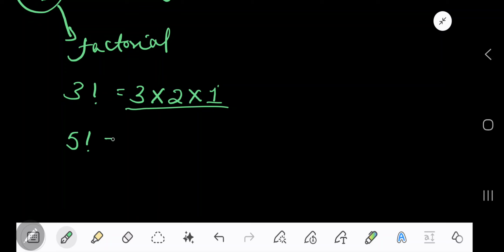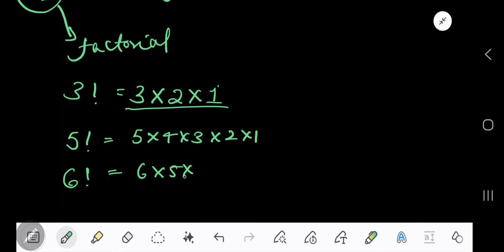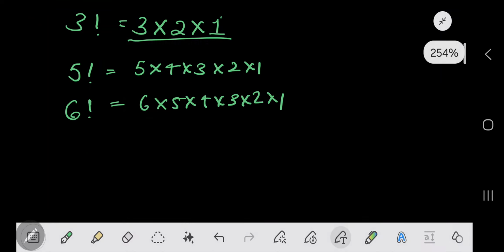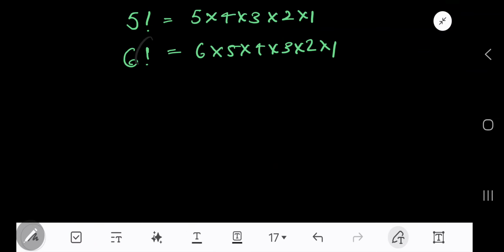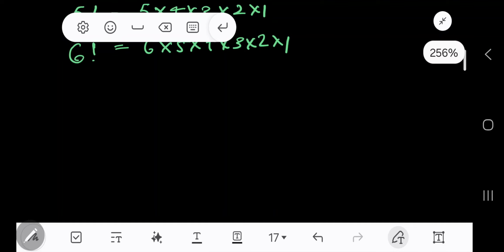Same way, 5 factorial equals 5 into 4 into 3 into 2 into 1. 6 factorial would be equal to 6 into 5 into 4 into 3 into 2 into 1. So factorial means the product of that number and every number before it.